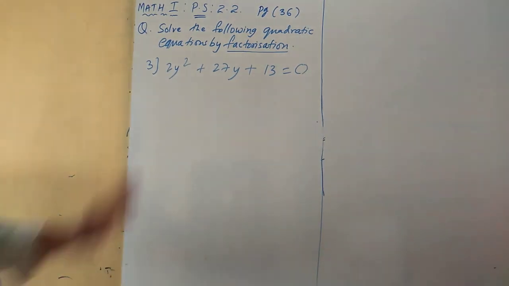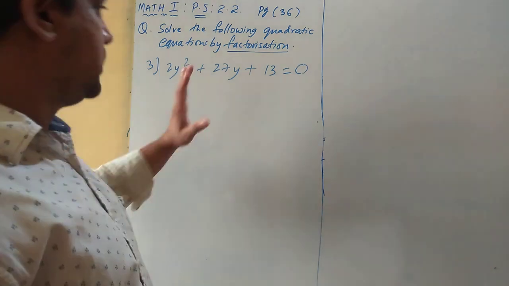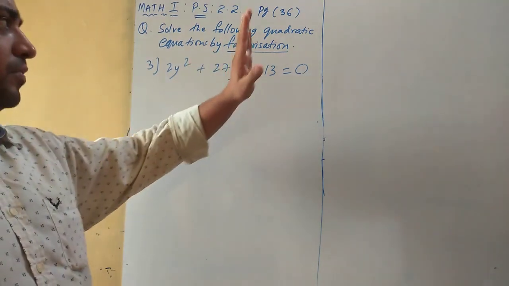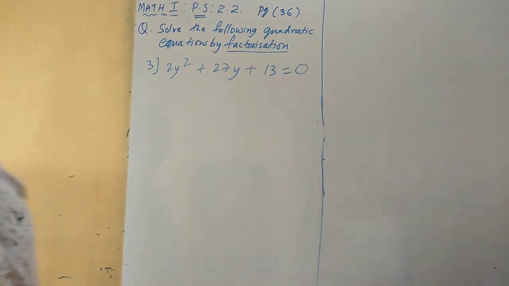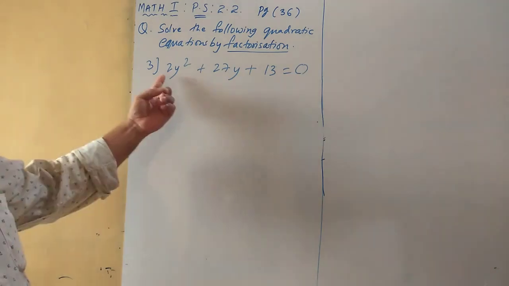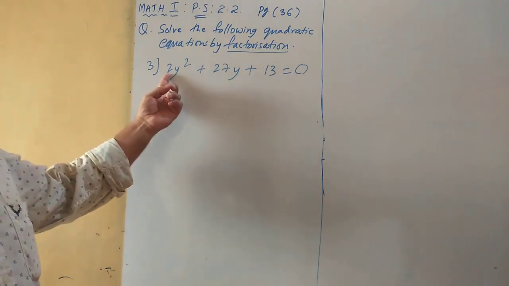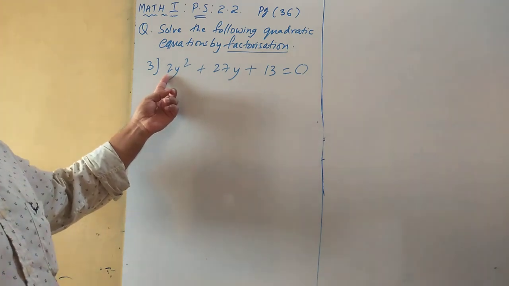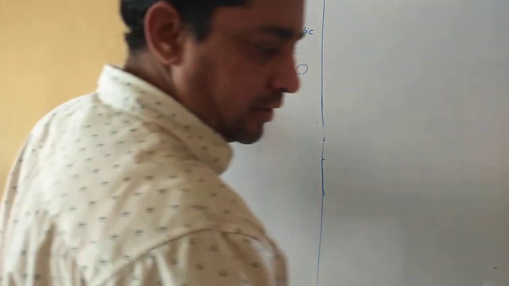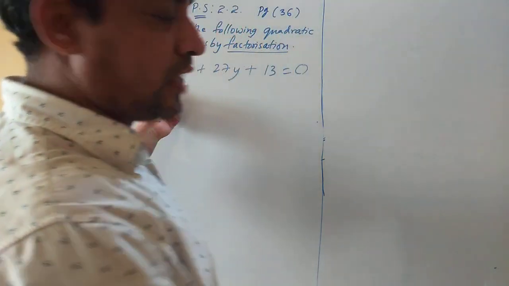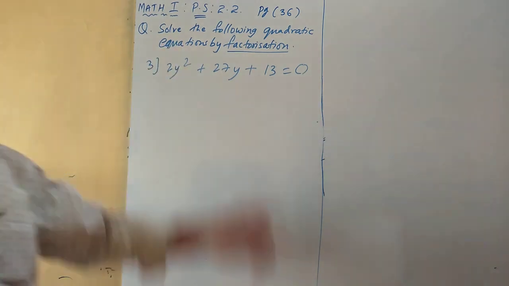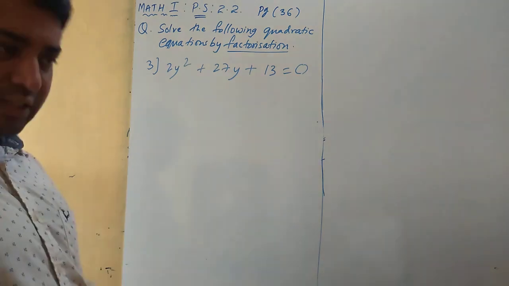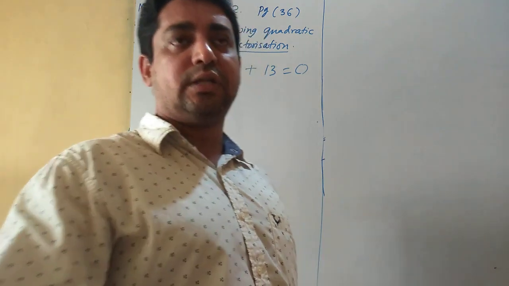It's in the standard form. The equation is in the general form: quadratic term, middle term with the variable, constant term equal to 0. The difference you might be finding is that in both the first sums the coefficient of the first term was 1, it was x square. Now here we are having 2y square. The variable has changed, that doesn't matter, but we have 2y square. So that's the only difference. Otherwise the method is the same.